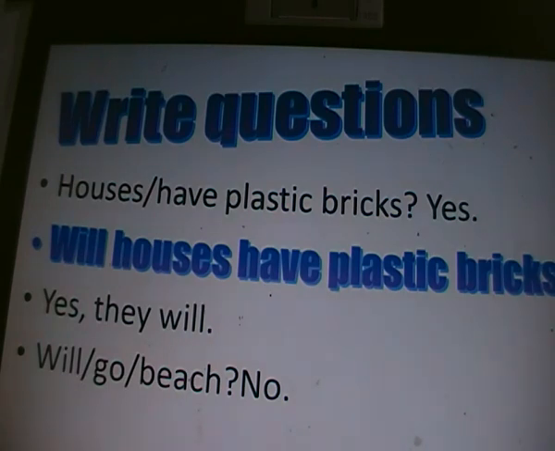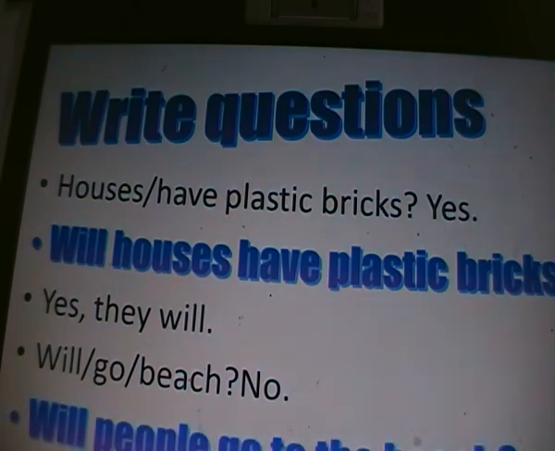Can you use will, go, beach and answer with no? Will people go to the beach in the future? هيروحوا الشاطئ ولا هيروحوا أماكن تانية؟ No they won't. They will go to space. هيروحوا الفضاء in the future.